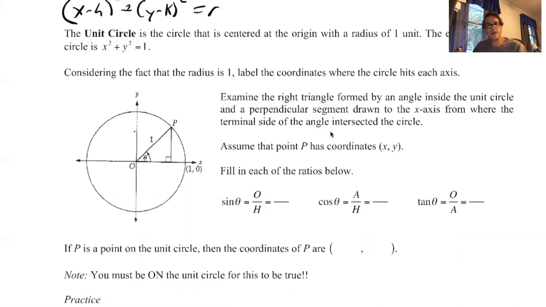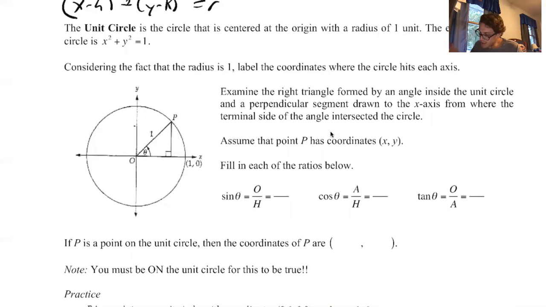So considering the fact that the radius is 1, let's label the coordinates where the circle hits each axis, okay? So it's easier here with a little picture where we have this point P. Let's examine the right triangle formed by an angle inside the unit circle and a perpendicular segment drawn to the x-axis from where the terminal side is. So let's say point P has coordinates x comma y over here, right? That's some point on the unit circle in this case, and we want to label the coordinates where the circle hits each axis.